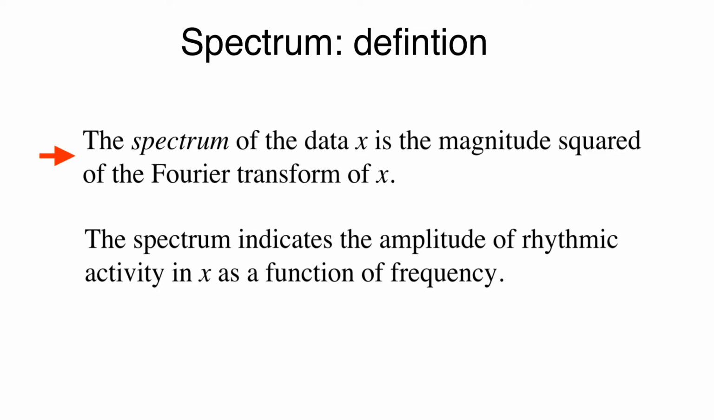The second sentence above provides some intuition for the spectrum. The goal in computing the spectrum is to indicate the amplitude of rhythmic activity that contributes to X as a function of frequency. Although we can define the spectrum in a single sentence above and provide intuition for the spectrum using another sentence, there are many subtleties associated with computing and interpreting the spectrum. We'll explore some of them here.